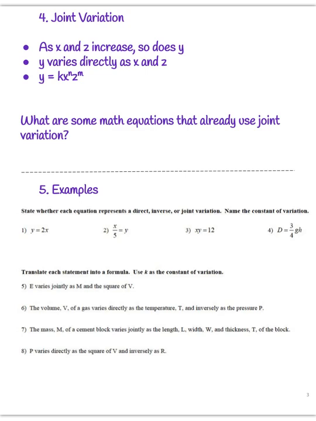Now, joint variation means that two variables are working side by side. So for example, as x and z both increase, so does y. So joint variation means that y varies directly as both. A good example might be volume of a cylinder. As both the radius increases and as the height increases, so does the volume. So those are just some examples.